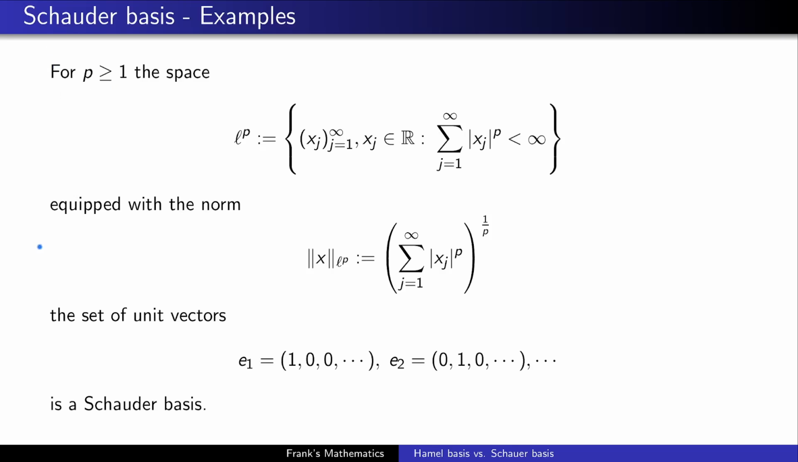For this space, we can define a Schauder basis just by picking the unit vectors. So the unit vector e1 has a 1 in the first component of the sequence and otherwise 0. e2 has a 1 in the second component, otherwise 0, and so on. Then you can show that this is a Schauder basis.